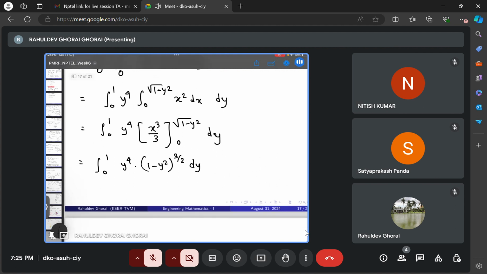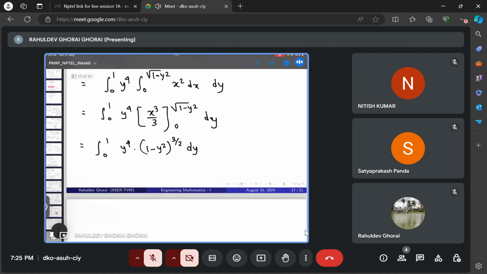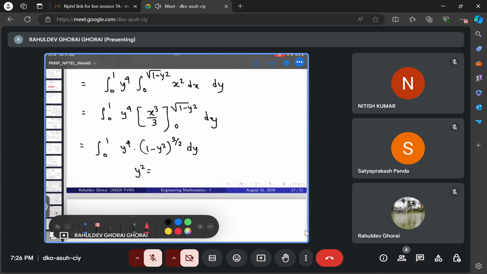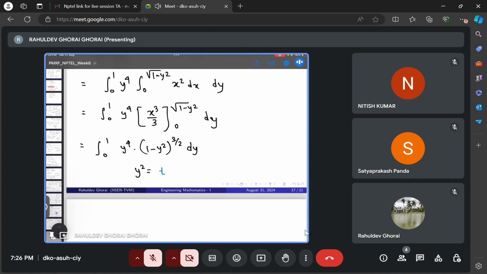Now can you see how exactly this looks? Is it looking like some beta function? So how to make sure that it will look like a beta function? Let's take y square equal to t. Then the integration will be 0 to 1. When y equal to 0, t will be 0, and when y equal to 1, t equal to 1. So the limits will be okay.